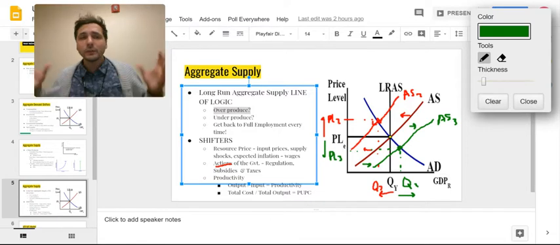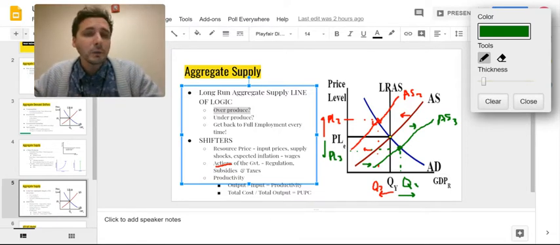You can do this with a subsidy. If I'm just giving businesses money, they're all going to be more profitable, or taxes. If I'm reducing business taxes, that can shift aggregate supply to the right. Okay, productivity.